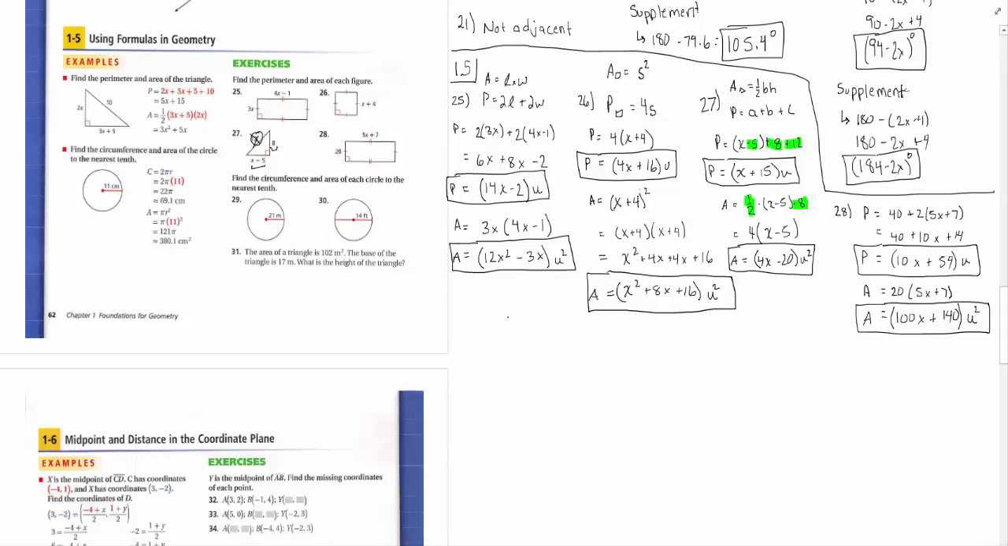Again, I guess before I start this, I just want to do a quick reminder. Again, you have the area of a circle is pi r squared. You got your circumference of a circle is 2 pi r, or you can think of it as pi times d.